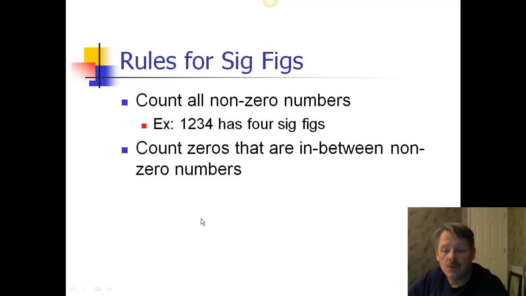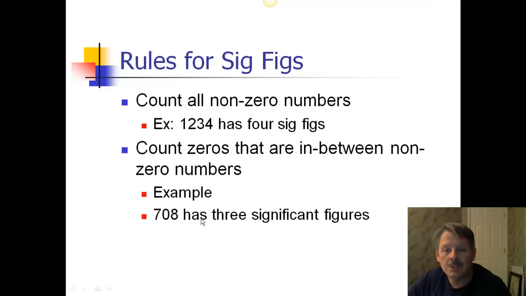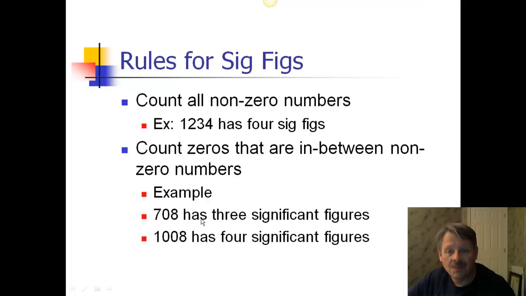Now if there's zeros in the middle, I always count them. So for example, if I have the number 708, the 0 is surrounded by a 7 and an 8. So you count it. So you have 3 significant digits. Those are the easy ones. Okay? 1008 has 4 sig figs.